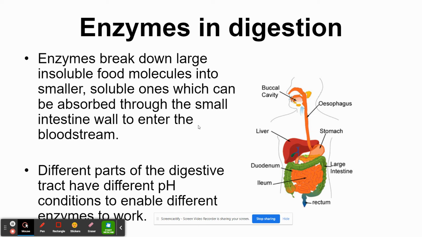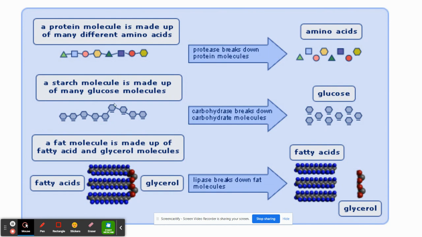So what do enzymes actually do? As it says here, they break down the large insoluble molecules. Now what does that look like? Here is a protein molecule. What the enzymes will do is break it up into smaller pieces that can then be absorbed. The protein as it is is too big to pass through the small intestine wall. So enzymes break it up into smaller amino acids and we can absorb them. Starch gets broken down into smaller glucose molecules, and fat gets broken down into fatty acids and glycerol. So that is digestion.